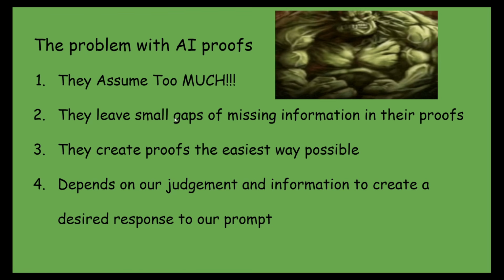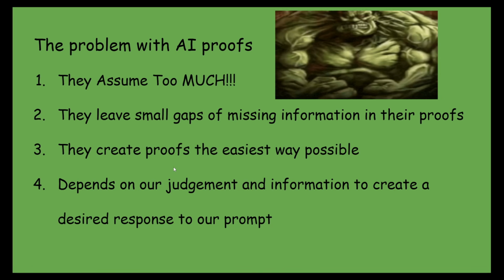Another issue is that they leave small gaps of missing information in their proofs. These small gaps of missing information, sometimes people will not know. For example, Chatty used a limit. What is a limit in the first place? They just assumed that we already knew, which again, assuming too much. A third problem is that they create proofs the easiest way possible. Now, just because something's the easiest way possible doesn't mean it's the proper way.